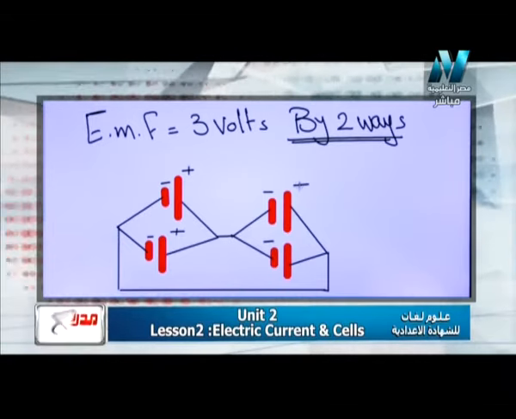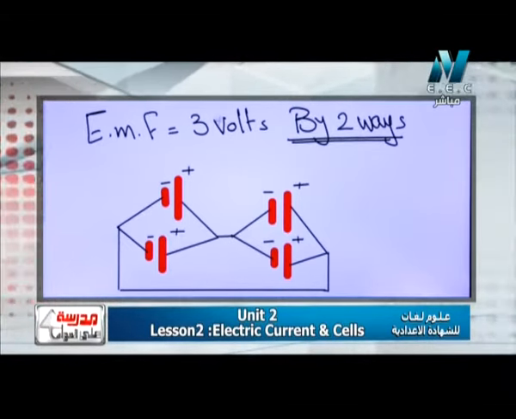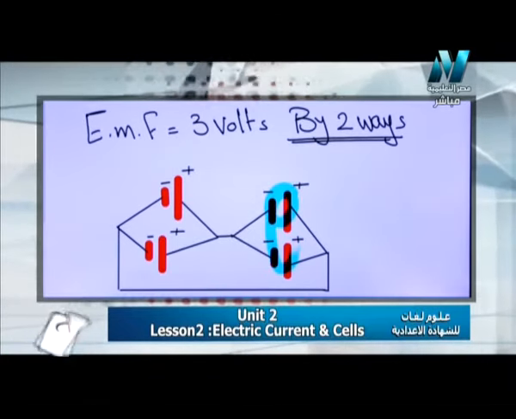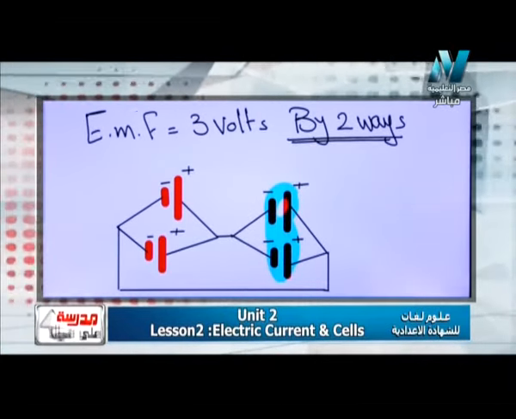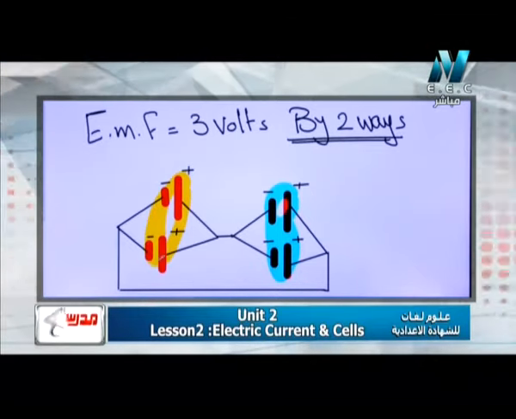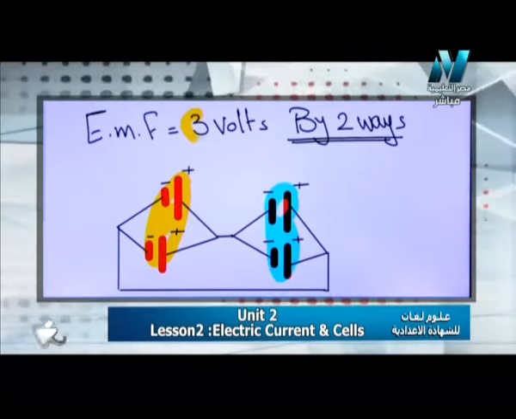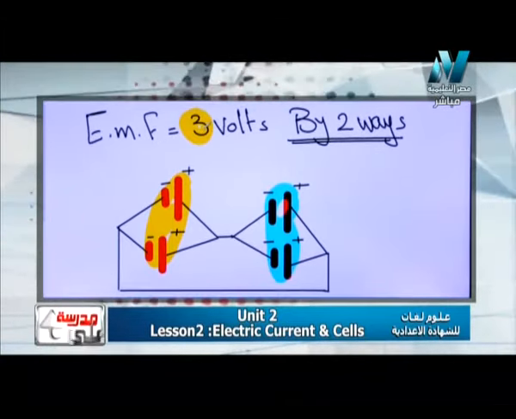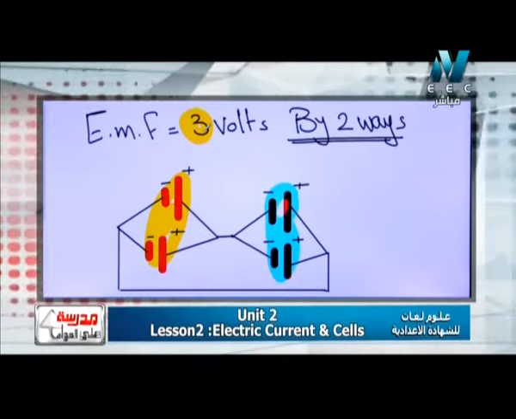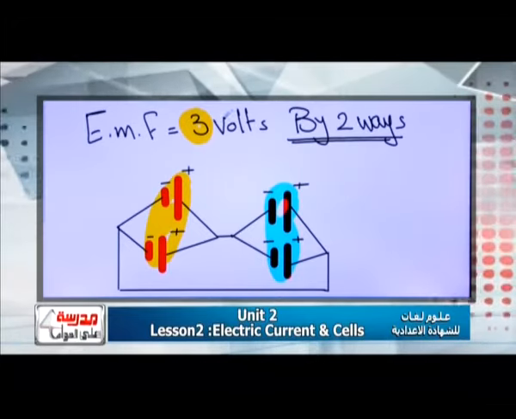So, we have in this part 1.5, because they are parallel. And here we have 1.5 because they are parallel. So total equal 3 volts. By first way. May we have another way? How come? We have another way, by the way, to connect the 4 cells and obtain 3 volts.